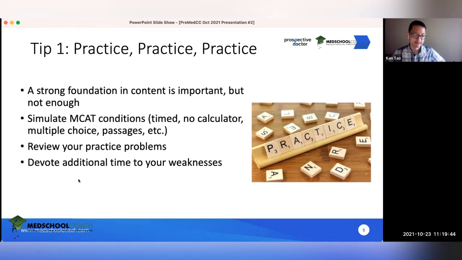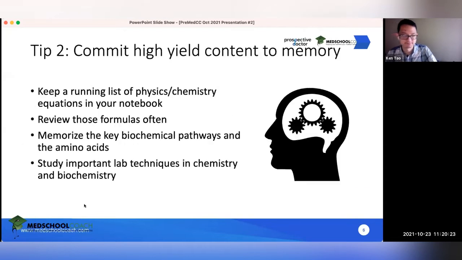And another point I'll make here is devote additional time to your weaknesses. When it comes to studying for the MCAT, at this stage, you've already taken all or at least most of the prerequisite courses for the exam, and you should already know which subjects you are stronger in and which subjects you are weaker in. And that might be, oh, I did really well in general chemistry, but a really tough time with organic chemistry, or I really liked biology, but physics was really tough for me. If you know there are subjects that you are weaker in from your college courses, you need to make sure you put extra time into those subjects during your MCAT preparation.